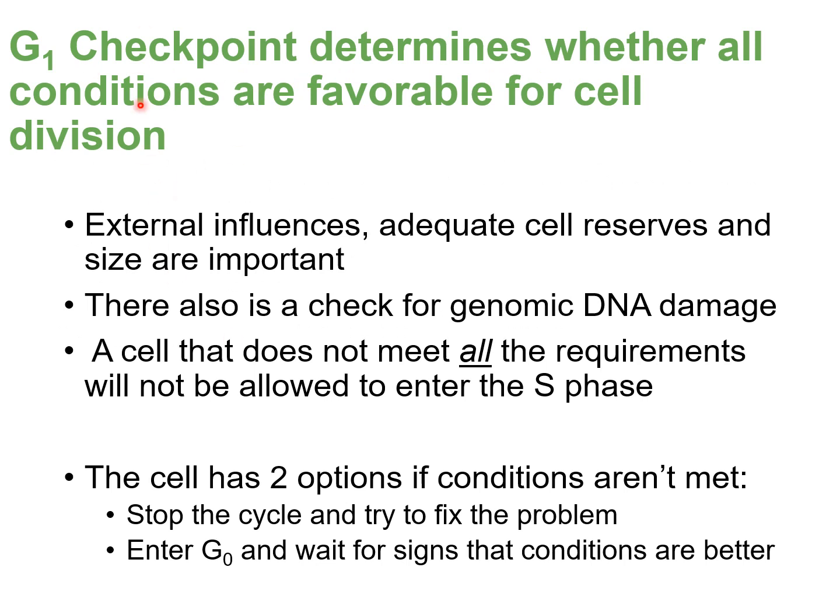So again, going through the checkpoints in a little more detail, the G1 checkpoint is going to determine whether all conditions are favorable for cell division. Again, is there any sort of genomic DNA damage? If it does not meet all the requirements, it's not going to be allowed to enter the S phase. So if the conditions aren't met, it has two different options. It can either stop the cycle and try to fix the problem, or it'll enter G sub 0, G initial, and wait for signs that conditions are better. G sub 0 is right before G1, and we don't really talk about it too often because it's like the waiting period, the place where you're just in limbo.